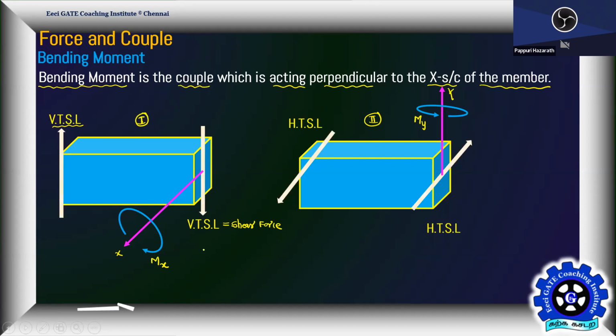What is the bending moment equation? M by I is equal to sigma by Y is equal to E by R. So always I about the neutral axis. In this case, Mx by Ixx you need to take. Correct or not? Mx by, in this case, one minute.